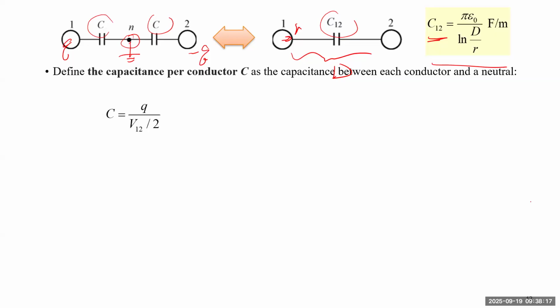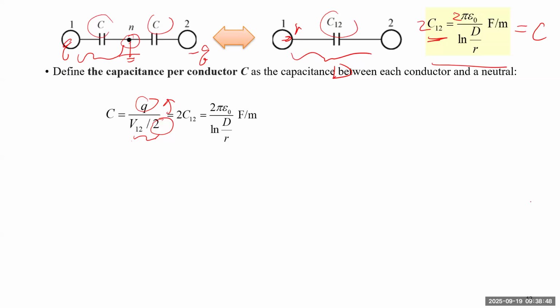So C is defined to be the same charge, but divided by half of the voltage, because we only use the voltage between one conductor and the neutral point. So you see there's a factor of 2. So this one will move up. So C is actually equal to double C12. Doubling C12 means you add the factor. So this is actually the C. This is what we're looking for.